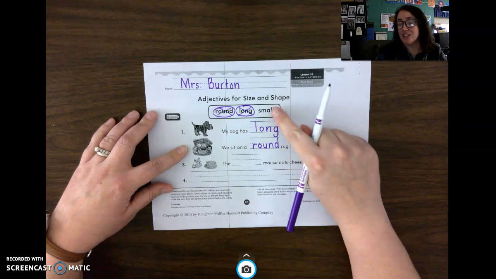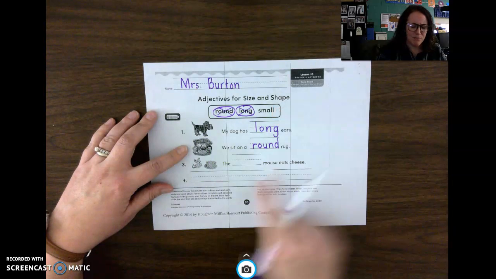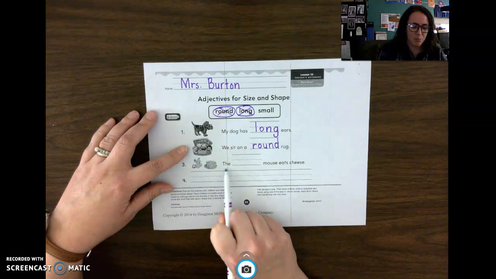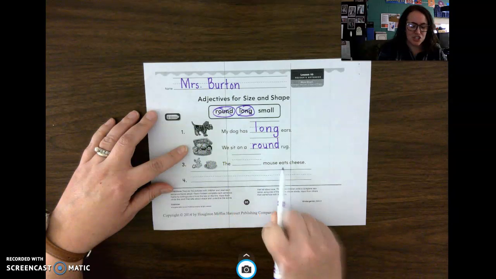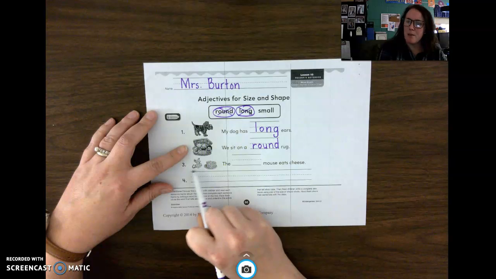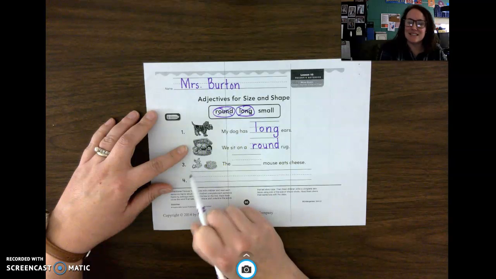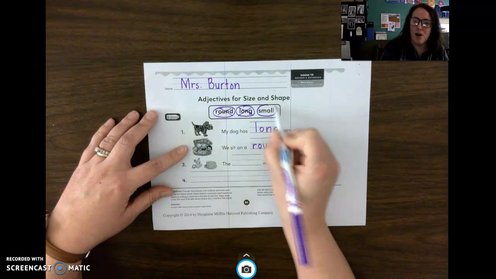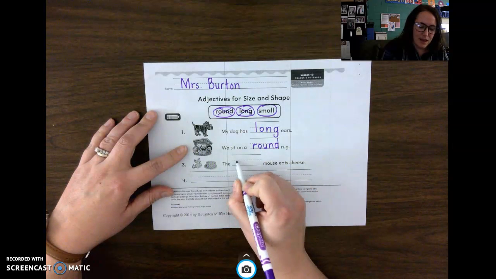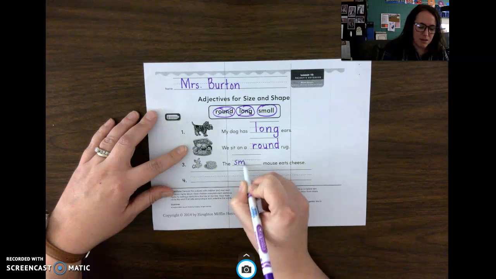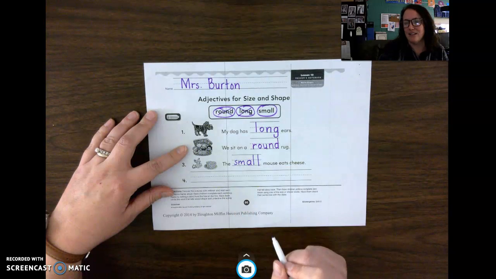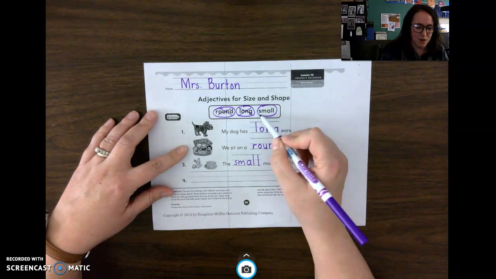We've only got one adjective left, small. Let's see if it makes sense to finish this last sentence. This sentence says, the blank mouse eats cheese. Is this mouse small? Yes, he is. It's telling us about his size. So we're going to copy the word small to finish number three. S-M-A-L-L. The mouse is small.